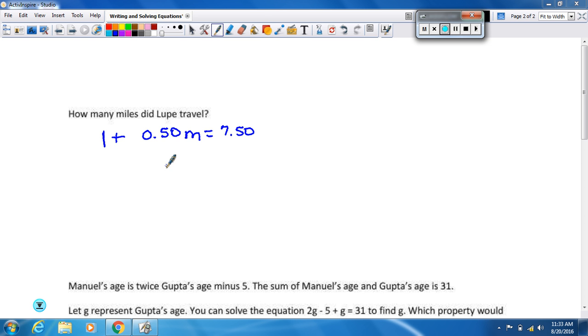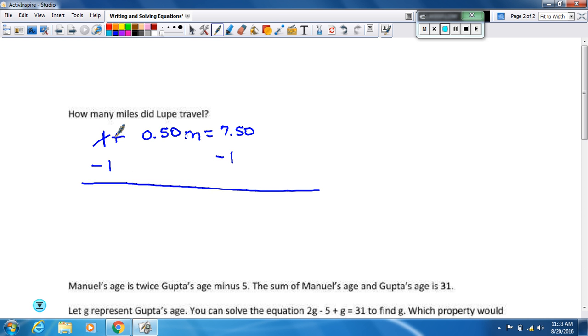So what I want to do is the same kind of thing you did before. You cover up the 50 cents m because that's where the letter is. And the letter, you always deal with the letter last. So if you have it on your paper, you can cover it up with your finger. We have to get rid of a positive 1. So again, you do the opposites. The opposite of positive 1 is negative 1, so I am going to subtract 1 from both sides.